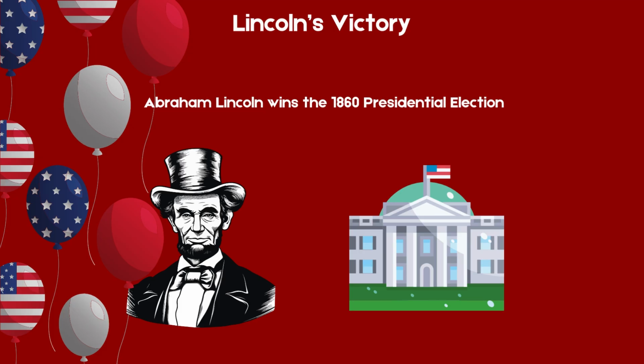In 1860, Abraham Lincoln was elected President of the United States. He won the election without a single vote from the Southern states. This upset many Southerners, who felt their interests weren't being represented in the new government.